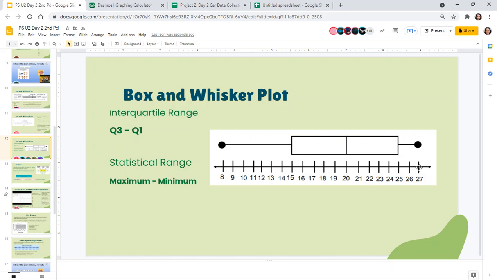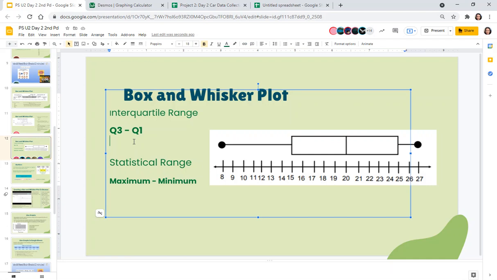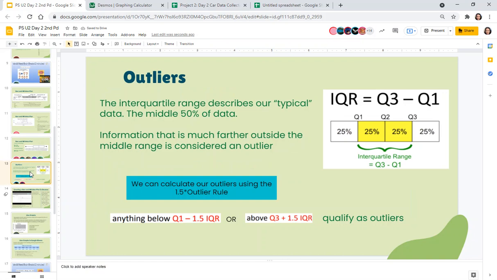Raise your hand if you would like to share the interquartile range. I see 2 hands. I see 4 hands. Kumar, what do you have? 10. Anybody else get 10? Excellent. Okay, so we did 25 minus 15 there. And then the statistical range is still the maximum minus the minimum. Has anybody calculated the statistical range? Adam? 19, okay. So that would be 27 minus 8 is 19. All right, good teamwork there.